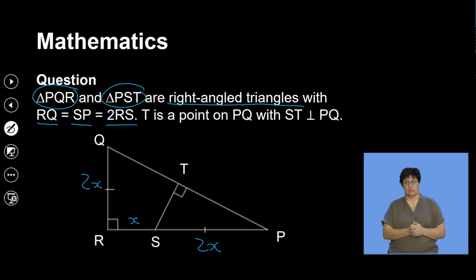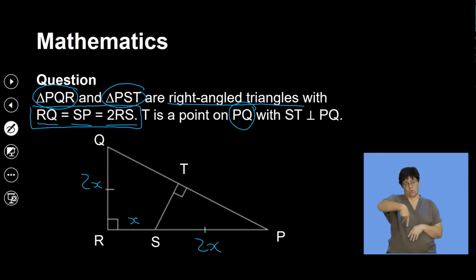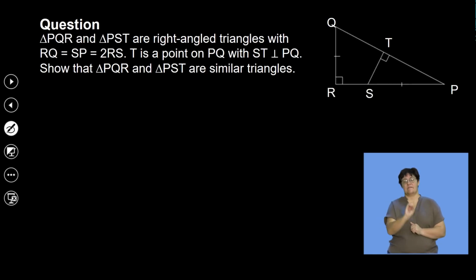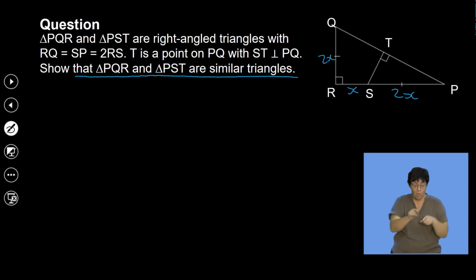So already I've added that information. It was not there on the diagram, but I'm adding it because they told me that RQ is equal to SP, which is equal to 2RS. And then T is a point on PQ such that ST is perpendicular to PQ. So you can already see there's a 90-degree angle there. On this diagram of mine, I'm just going to add what we just added, the x, 2x, and the 2x, because it will come in handy somewhere when we are solving this. Then what do they want us to do? Show that the two triangles are similar, right?